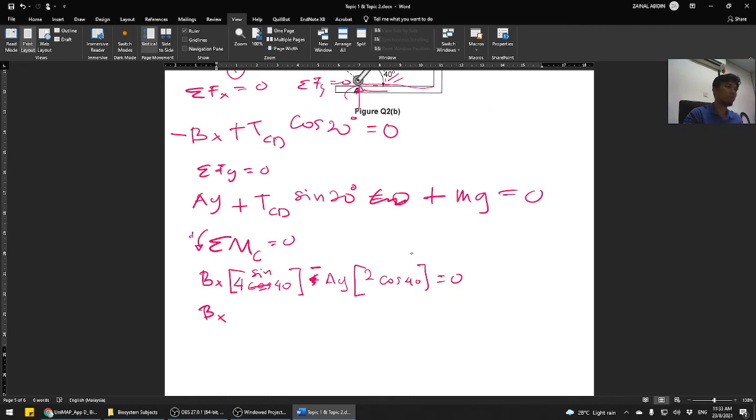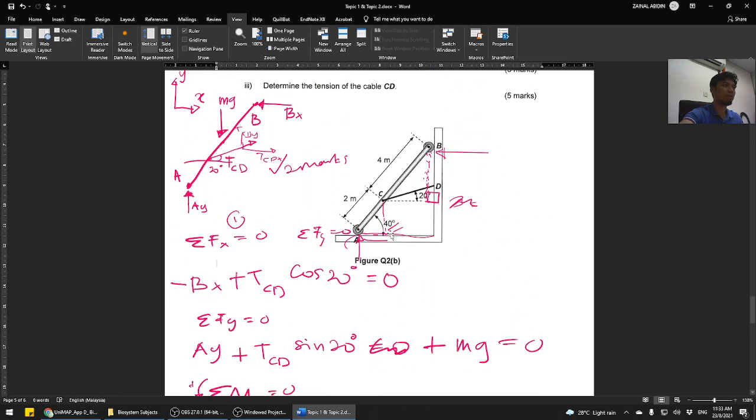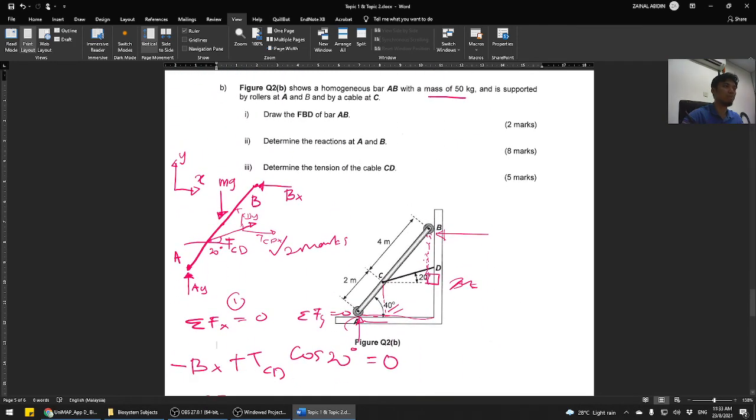Also, for the moment, let me rewrite this again. B sin 40 minus Ay 2 cos 40. Don't forget the mg there. The mg is supposedly in the middle of your bar here, the center, because the mass of one system is always acting on the center of gravity, which is there, mg.